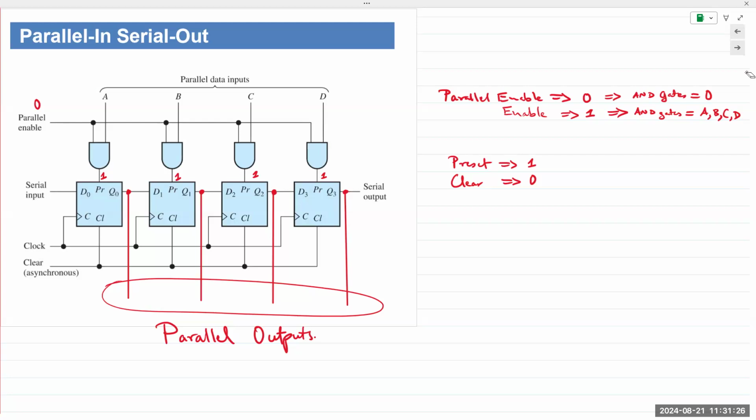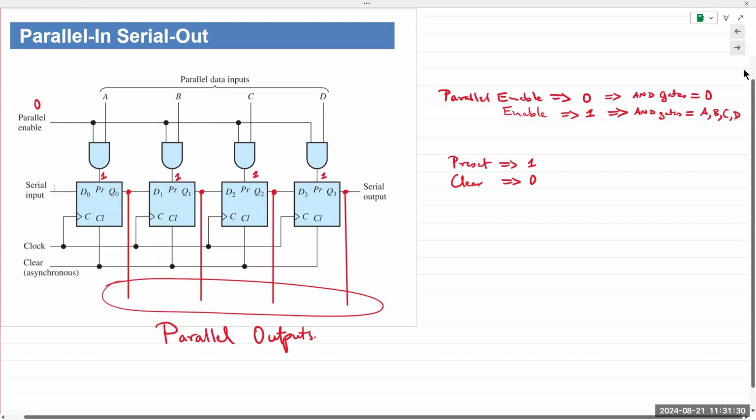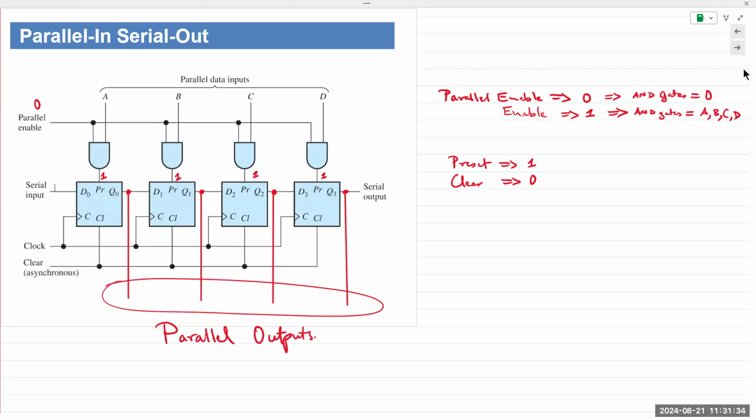Okay, I'm going to send all of the data all at once into those flip-flops, right? The whole point is, instead of waiting for data to arrive bit by bit, all of the bits are already present at A, B, C, D. You enable, parallel enable goes to 1, then all of the data goes instantly into those flip-flops. And that's it. Parallel inputs.